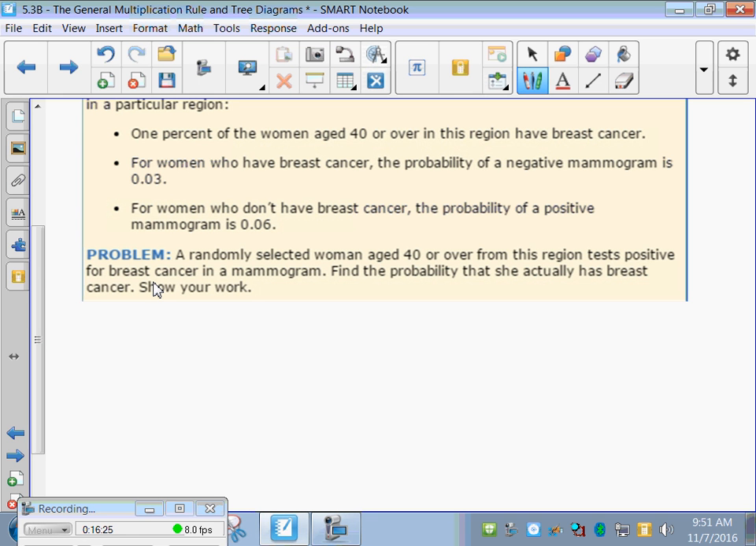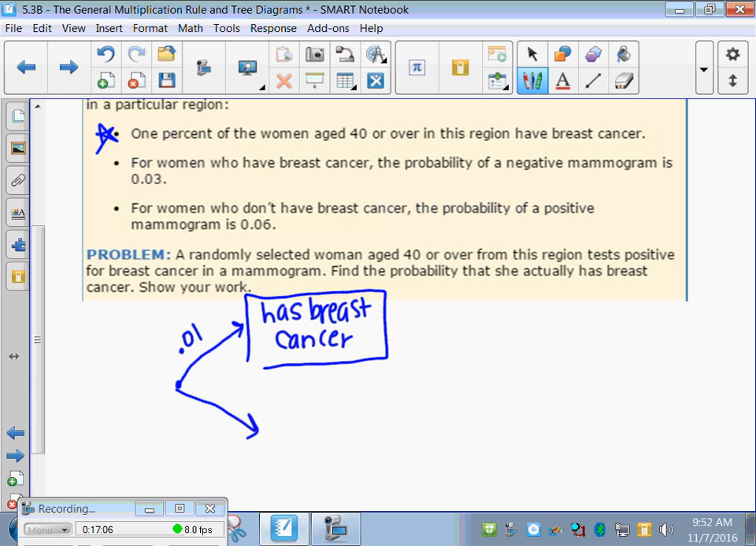Okay, so the test can mess up. And we want to know if we randomly select some woman over age 40 who did test positive for breast cancer, what's the probability that she actually has breast cancer? Okay, so let's make a tree diagram. So we're going to start with this right here. 1% of women in this region have breast cancer. So 1% is 0.01. And that means that 99% don't.